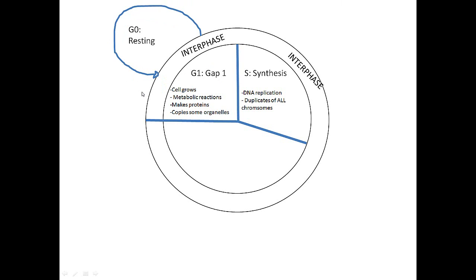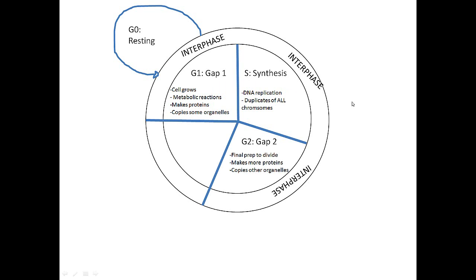Some cells, though, when they're ready to divide, will progress onto the next phase, which is still a part of interphase, but is called the S phase, or synthesis. During synthesis, DNA is copied or replicated, and all of an organism's chromosomes are doubled. So then we can have a complete set for each new cell once we're done dividing. We have gap 1, we have synthesis.